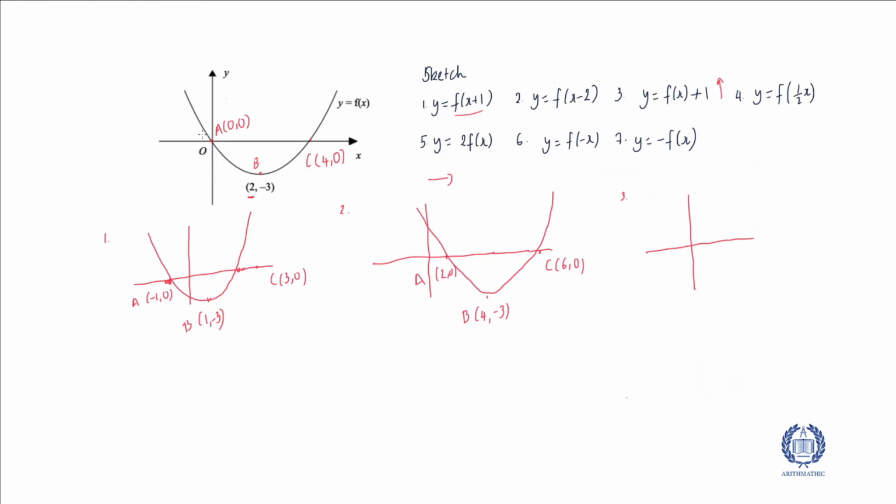So for coordinate A, it's going to go up by 1. So this is going to be 0, 1. And then your B is going to be 2 minus 2 because it's moving up by 1, right? And then your C is going to be 4, 1, because it's moving up by 1. So again, your graph is going to be something like this. Again, it is meant to go through the points.